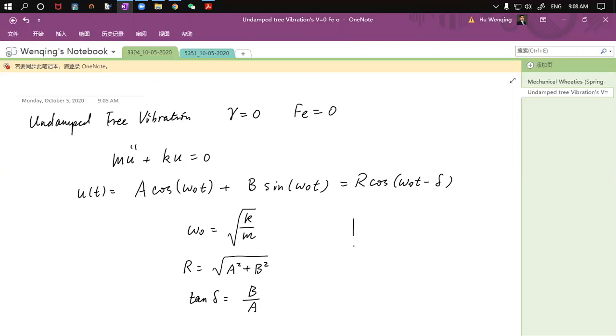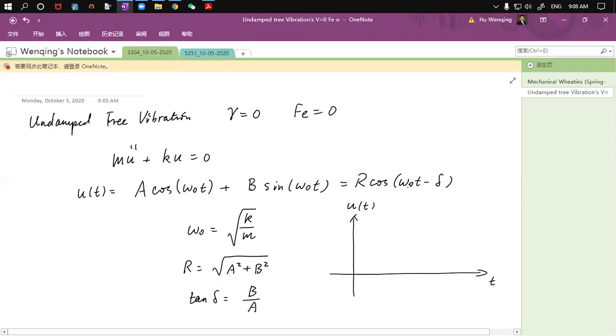And if you draw a picture of the graph of this undamped free vibration, u as a function of time t, then there's going to be an initial phase, because when t is equal to 0, you should start from r cosine of delta. That's the initial solution. So if the cosine of delta is not equal to 1, you're not going to reach the full amplitude.